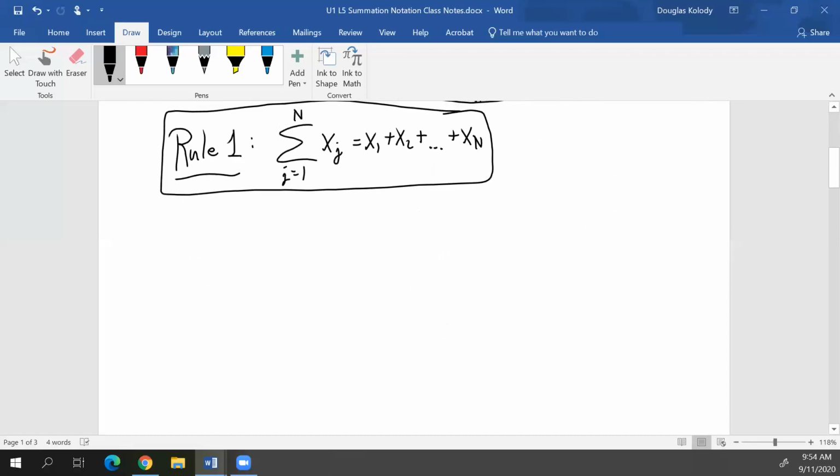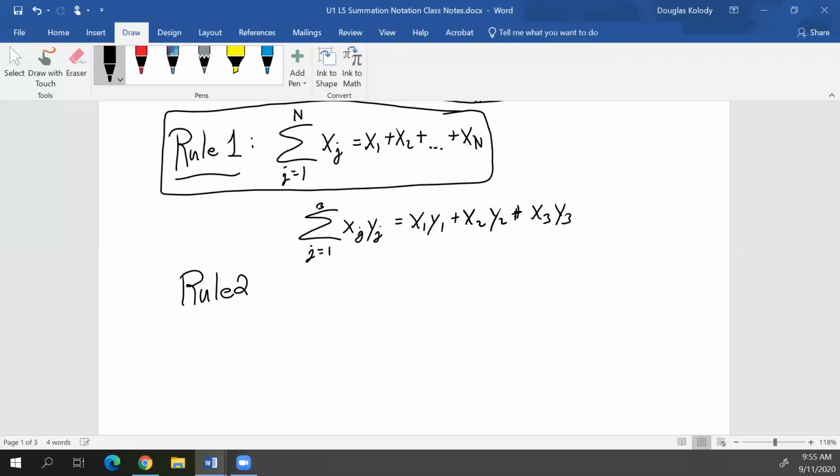Now, I can also take the sum of multiple terms. So what if I want to take the sum, let's say as j goes from 1 up to 3, of x sub j times y sub j? Does anything change? Absolutely not. That's just x sub 1 y sub 1, plus x sub 2 y sub 2, plus x sub 3 times y sub 3. So in general, I present to you rule number 2 of summation.